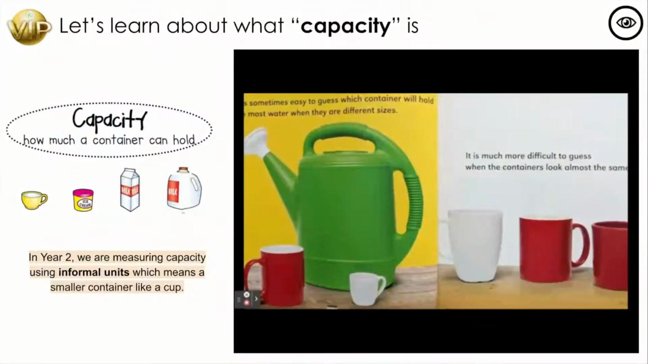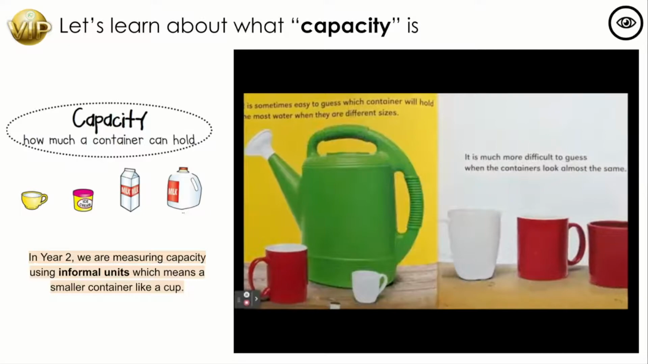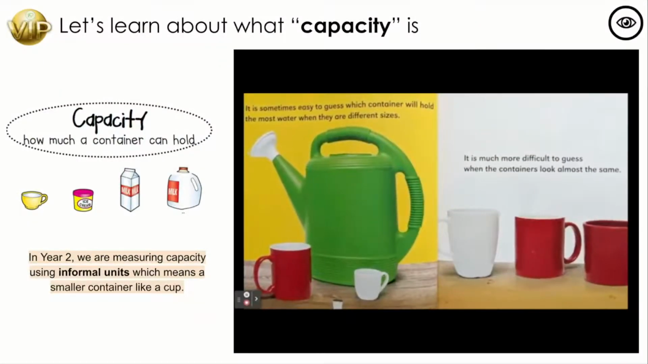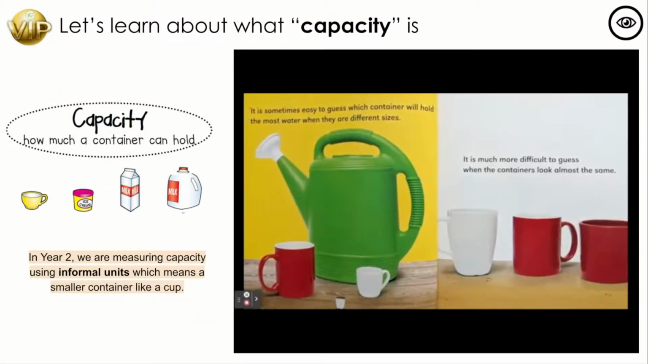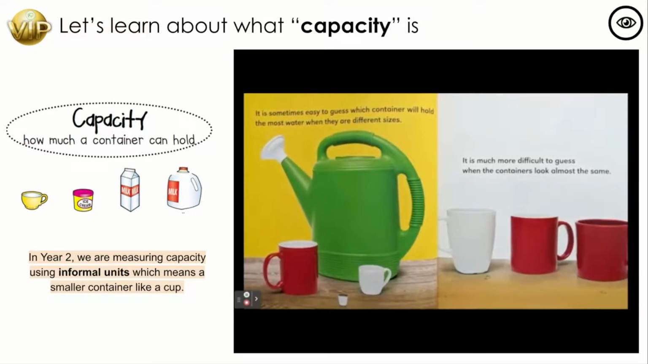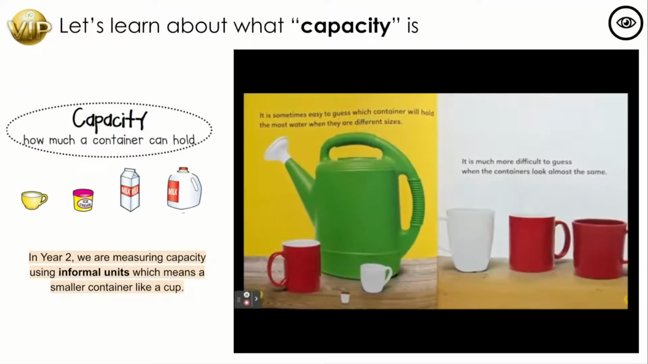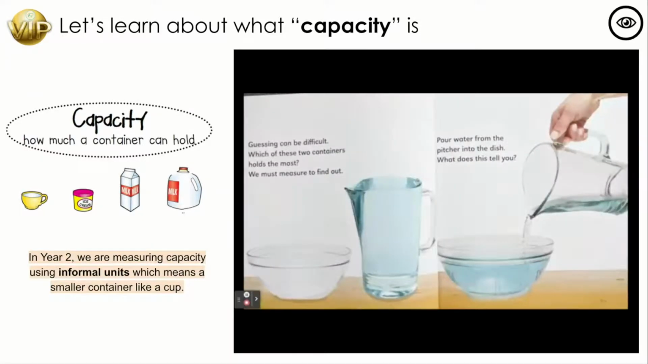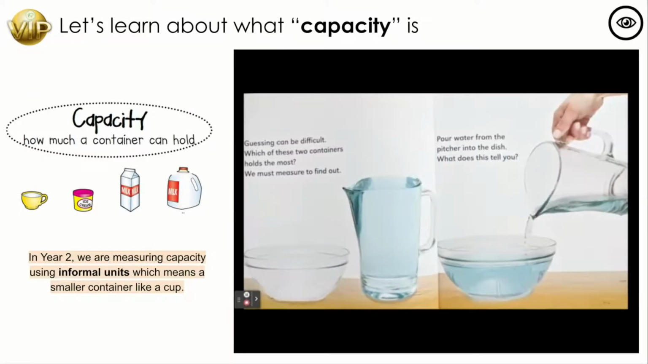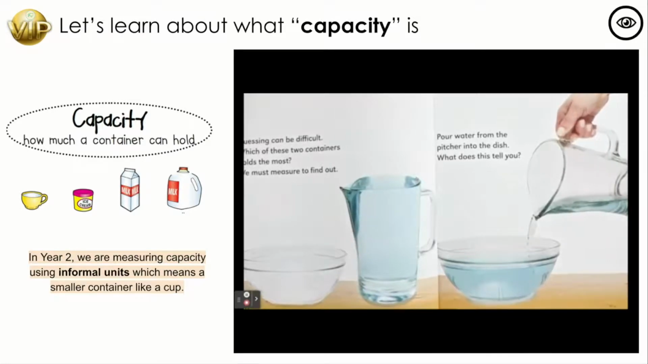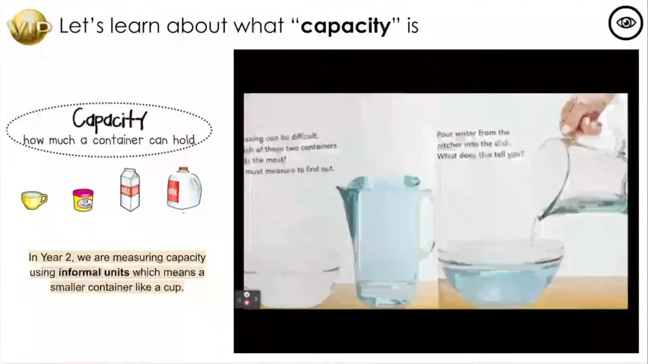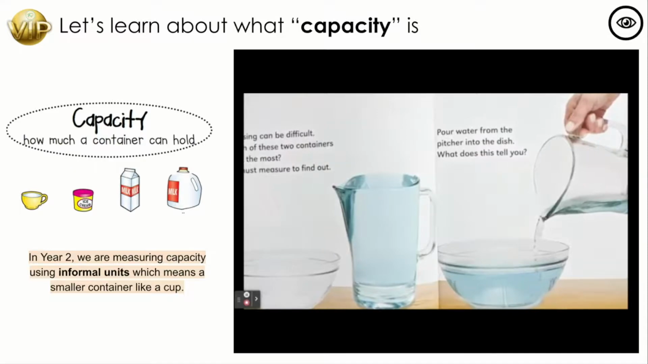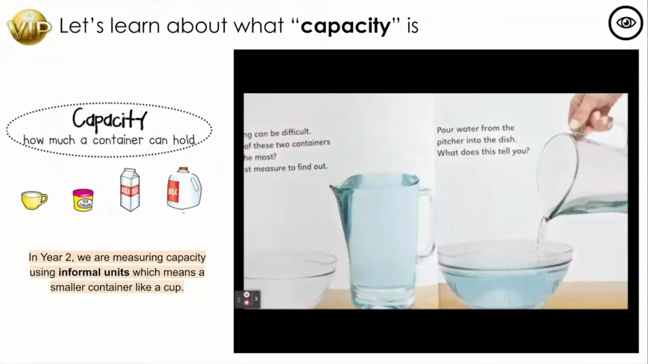Sometimes it's easy to guess which container will hold the most water when they are different sizes. It is much more difficult to guess when the containers look almost the same, like these cups. Guessing can be difficult. Which of these two containers holds the most? We must measure to find out. Pour water from a jug into the dish. What does this tell you?